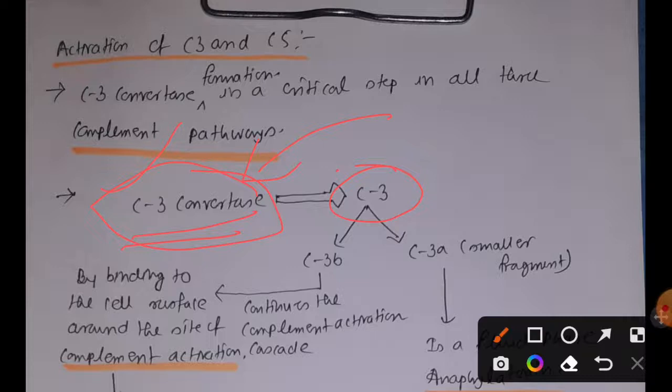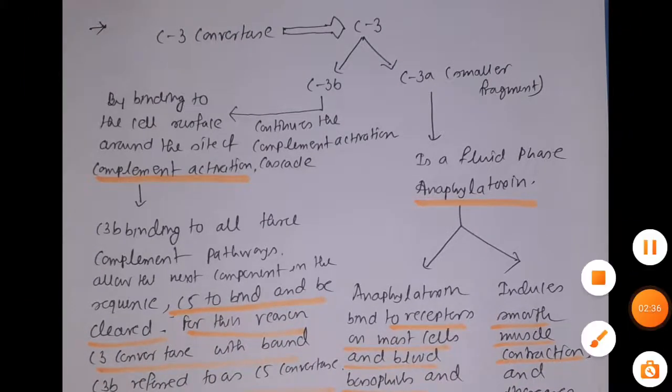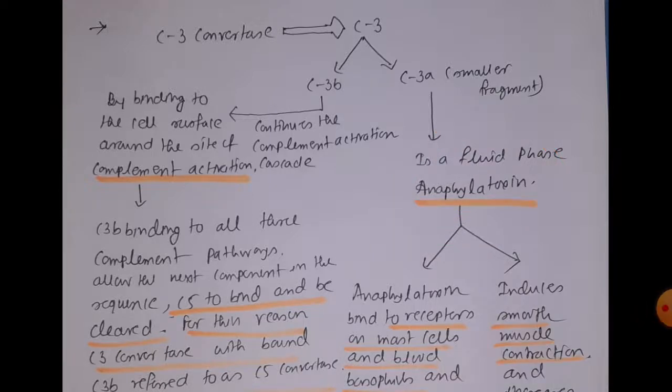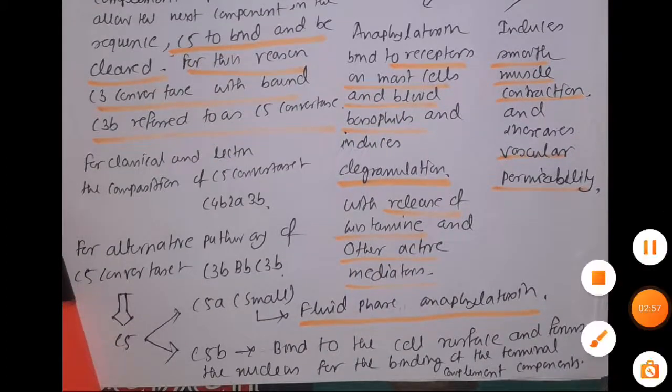Clear? So two fragments will be produced, C3b and C3a. C3a is the smaller fragment, so it will dissociate and it is a fluid phase anaphylatoxin. I will take a separate lecture on anaphylatoxin, so please don't bother about this now. This anaphylatoxin will bind with receptors on mast cells and blood vessels and induce degranulation with release of histamine and other active mediators.